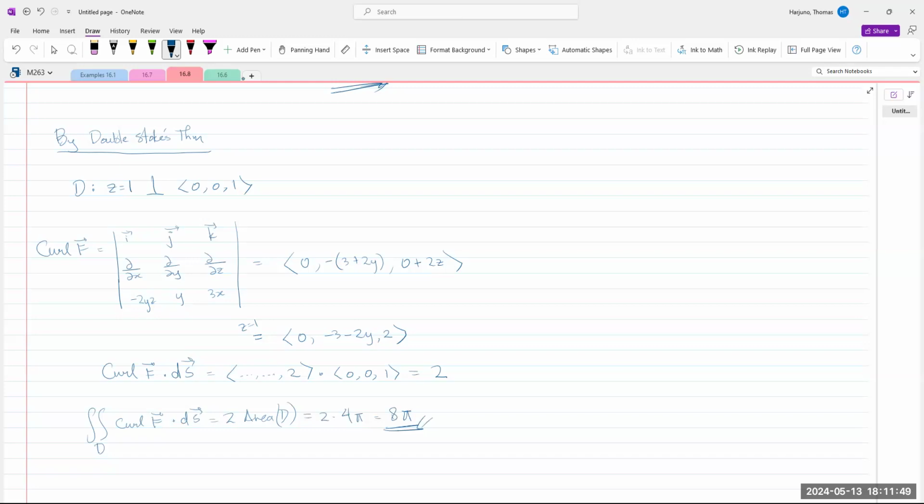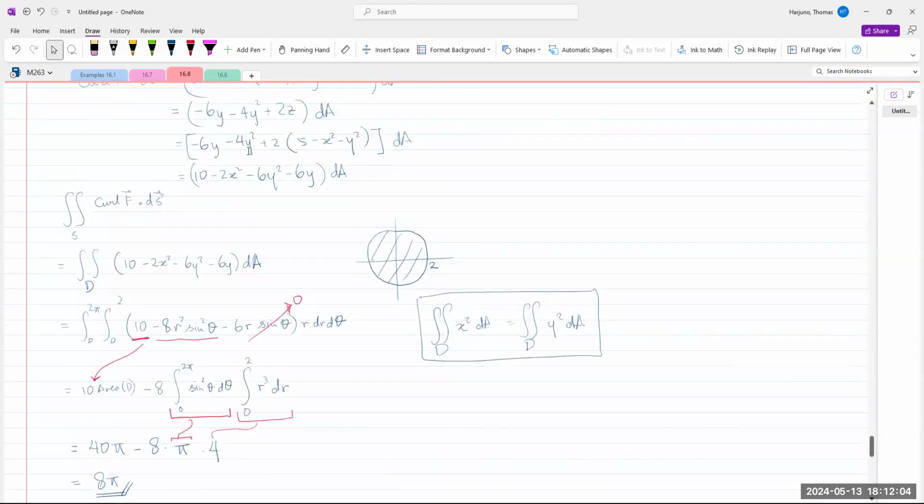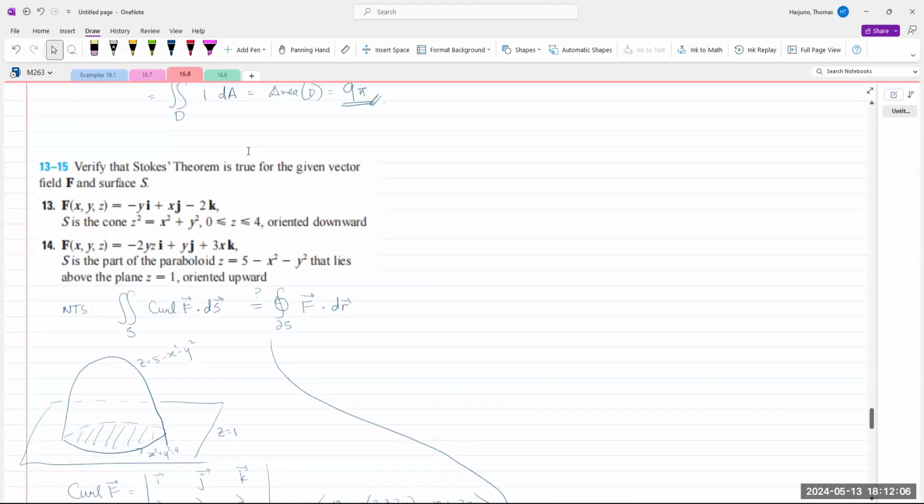I hope at this point you see how useful it is to use double Stokes if the boundary happens to be on a flat plane. So for this one question here, number 14, we just need to verify Stokes theorem is true. In fact, I show that Stokes theorem is true even if you apply that twice. Okay, let's do the last one. I was planning to do number 16.